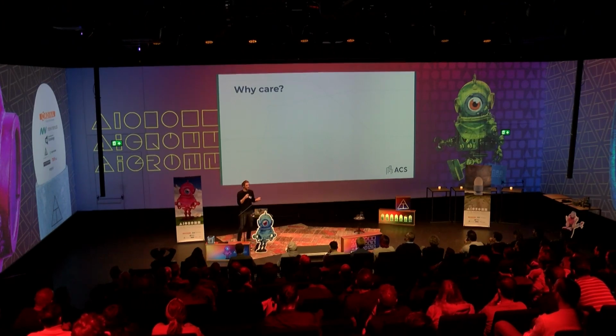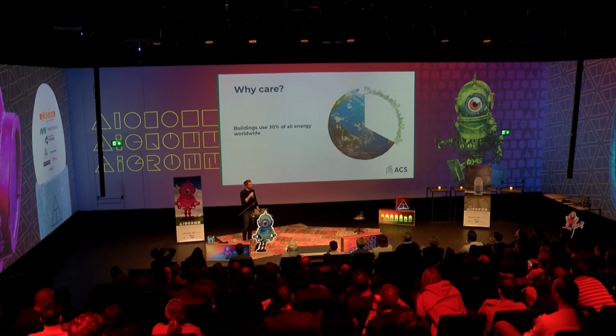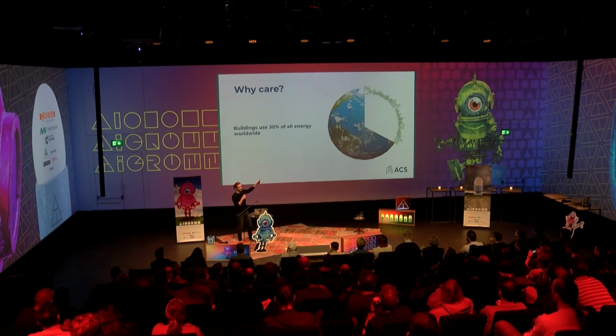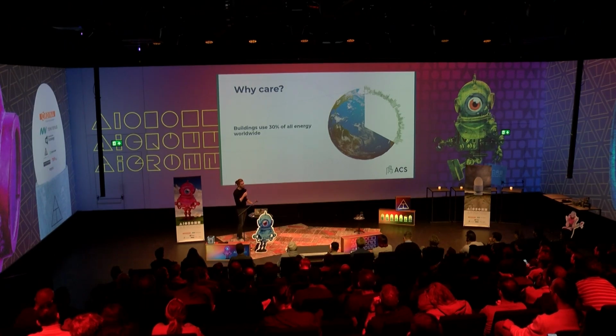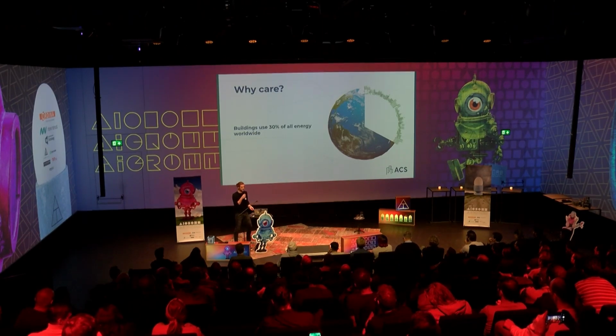So why should we even care? I thought it was nice to also explain that. That's because buildings use 30% of the energy of the world. So that's really a lot. And about 15%, half of the 30%, so 50% of all the world energy is used by these equipments that I just showed you. So making improvements on how these equipments work really can have an impact in how much energy we use. And I think that's a relevant theme right now in the world. So that's the why care.